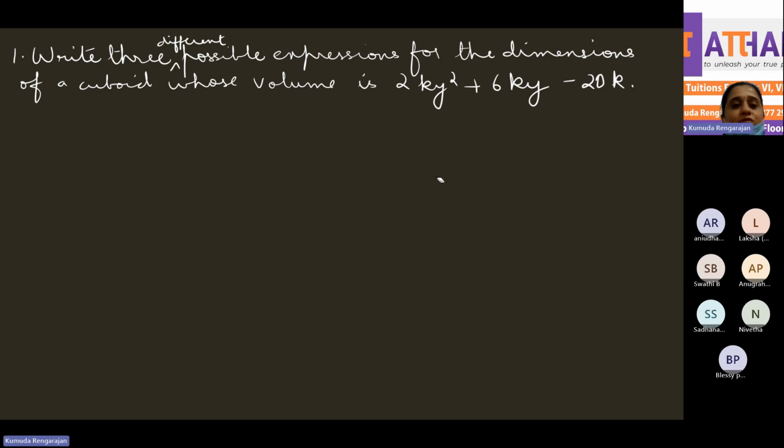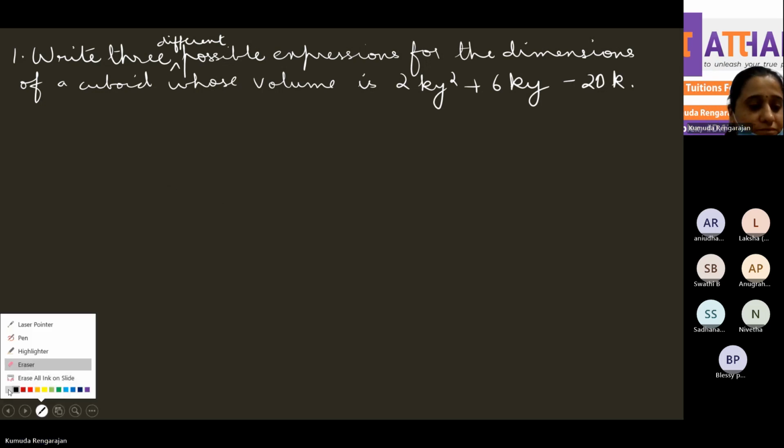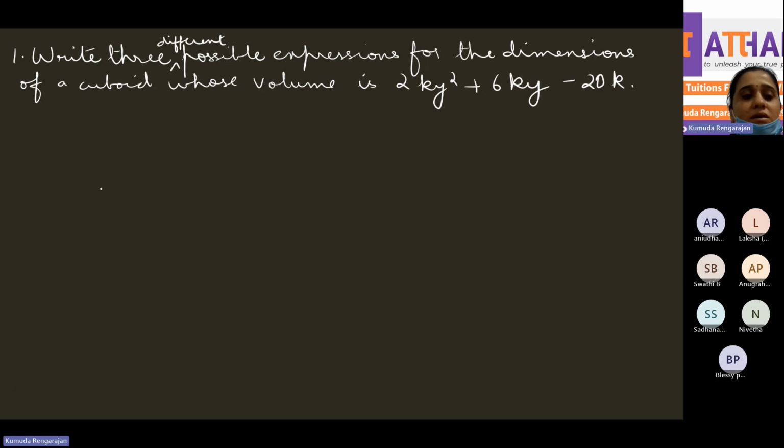Write 3 different possible expressions for the dimensions of a cuboid whose volume is given to you. So the expression given represents the volume of a cuboid. What are the dimensions of a cuboid? Length, breadth, height. Now you have to give expressions for length. I'll just explain this question to you. For example, say the volume of a cuboid is 30 centimeter cube. So what you should do is factorize 30.